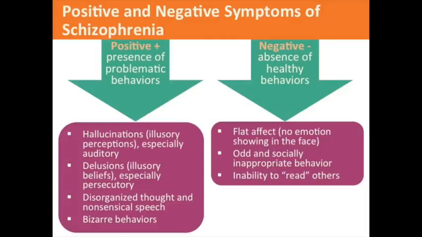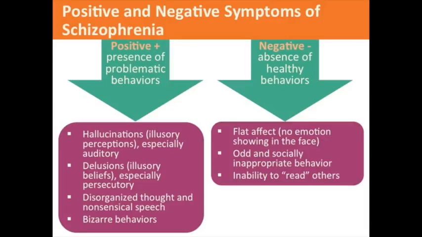So there's positive and negative symptoms related to schizophrenia. The positive symptoms would be those that are the presence of problematic behaviors, so adding something that's not good. And then the negative would be the absence of healthy behaviors. So there's a lot of different types of schizophrenia, but for this course, being as it's an intro, we're just going to talk about schizophrenia in a very broad manner.